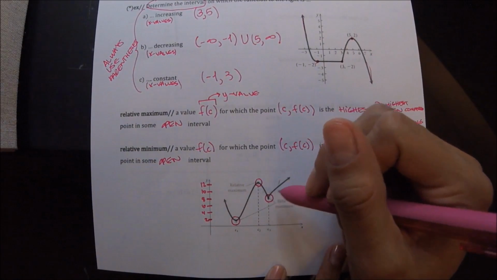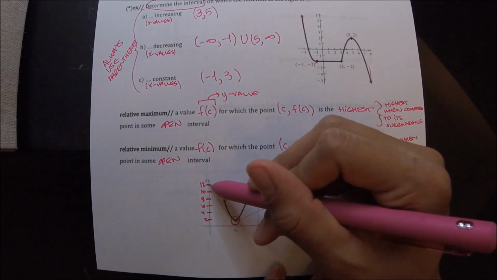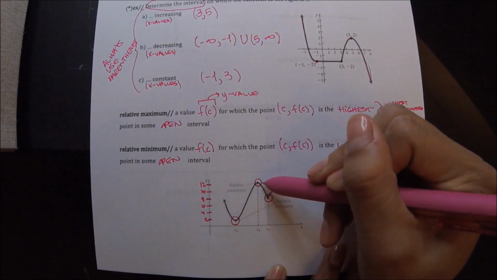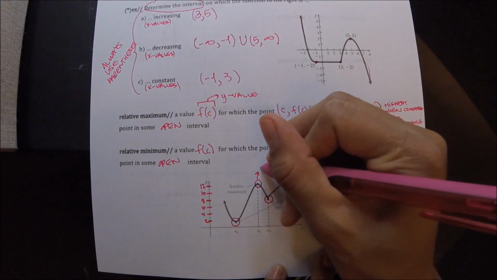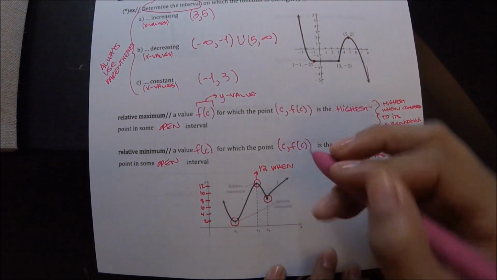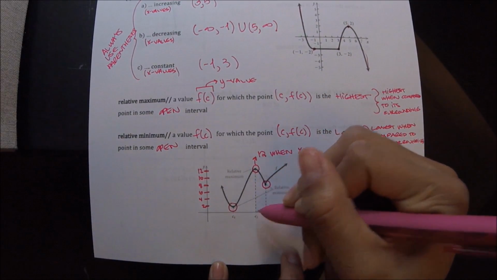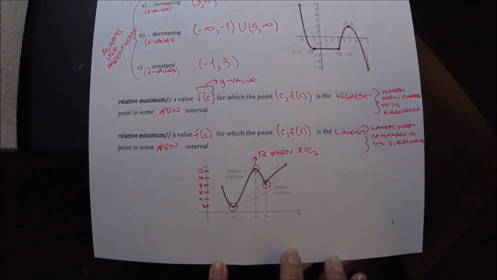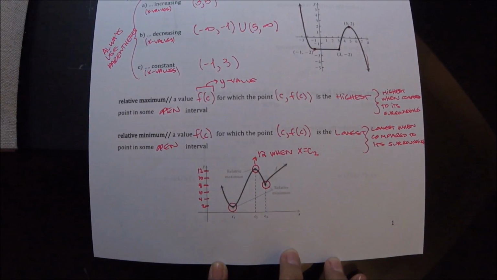Alright, for the relative maximum, that point is at the y value of 12. So the relative max is 12 when the x value is C2. So the actual maximum that it reaches is the number 12. That would be our max.